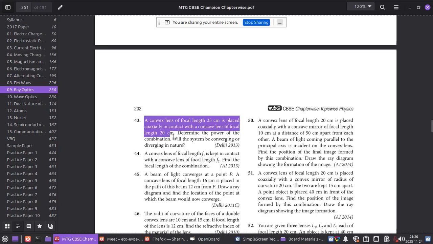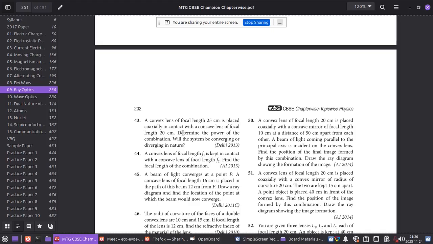This one, question 43, is very simple. A convex lens of focal length 25 centimeter is placed coaxially in contact with a concave lens of focal length 20 centimeter. Determine the power of the combination. So it is simple: 1 by F effective equals 1 by F1 plus 1 by F2.